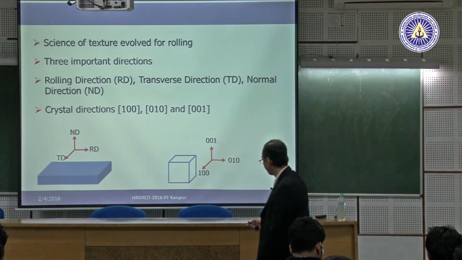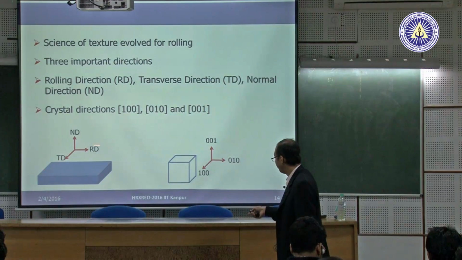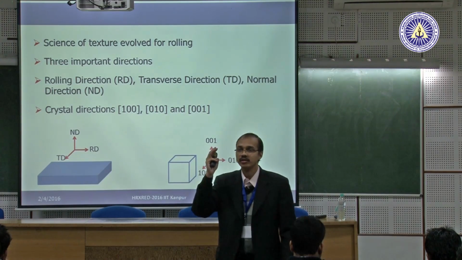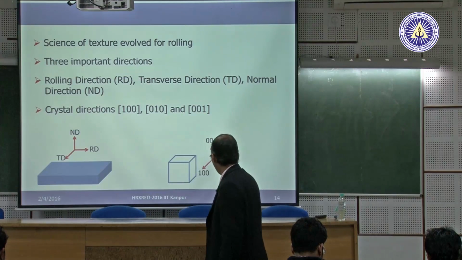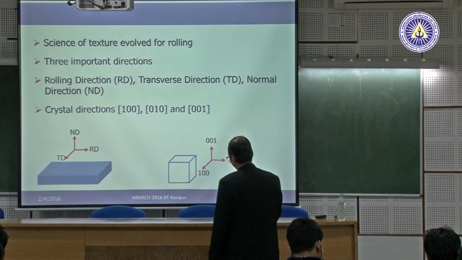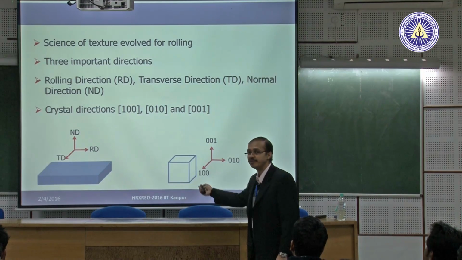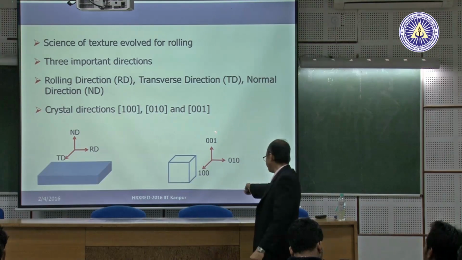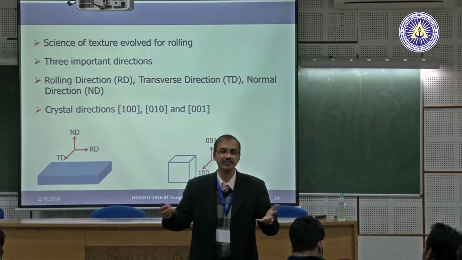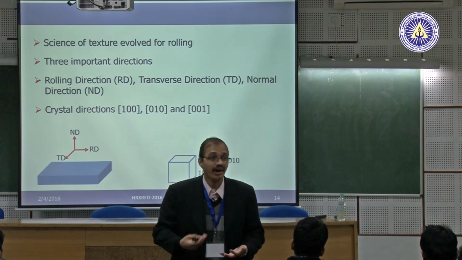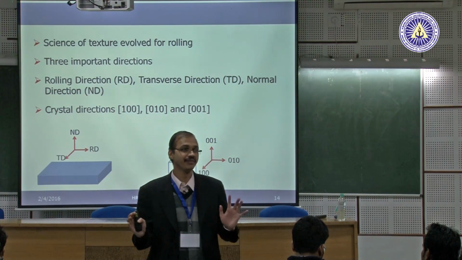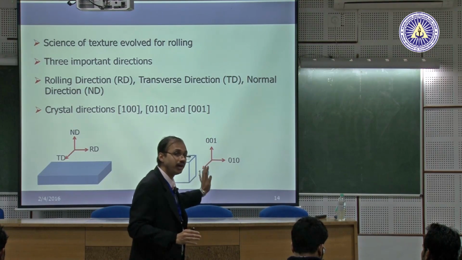So what are those frames of reference? One is RD, TD, ND: rolling direction, transverse direction, and normal direction. And I have X, Y, Z, which is 1 0 0, 0 1 0, 0 0 1. Remember, the lengths are different, the dimensions are different. This may be in meters, this is in angstrom. And then there is grain size also, of the order of microns, tens of microns. So understand the length scale issue. But it's not about length scale. All I am dealing with is the angle.